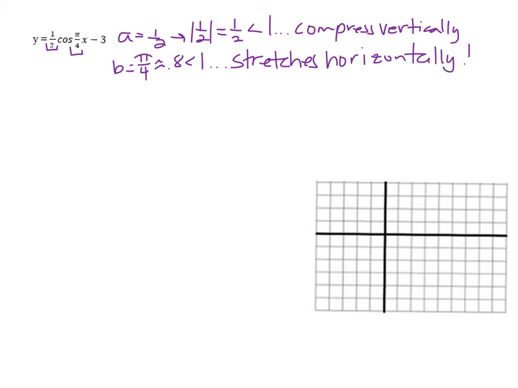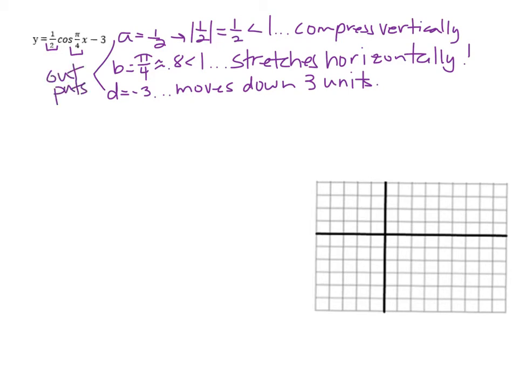And then we have that -3. And again, you guys, notice it isn't in parentheses. It has to be in parentheses in order to change x. So it's not c again, it's going to be d. And this time it equals -3. Because of that, the graph is going to move down or translate down 3 units.